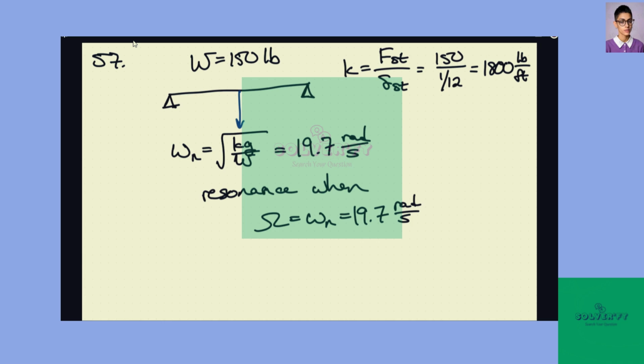Now we can find the natural frequency if we know the spring constant and we know the mass, from W, so the mass is W over g. So our natural frequency becomes 19.7 radians per second.